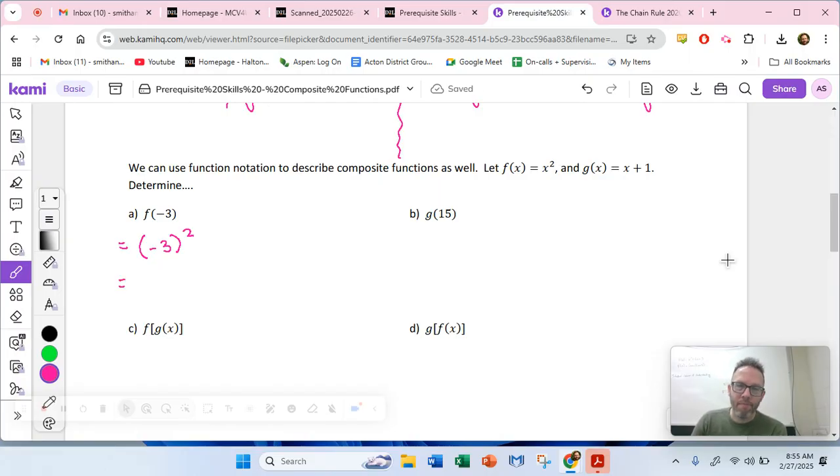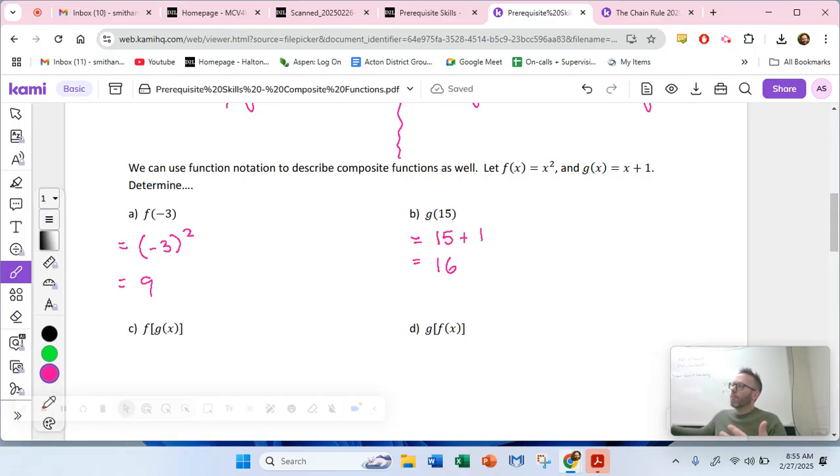That would just be 9. And g at 15, well, we have our function g saying plug 15 into that. 15 plus 1 is equal to 16.